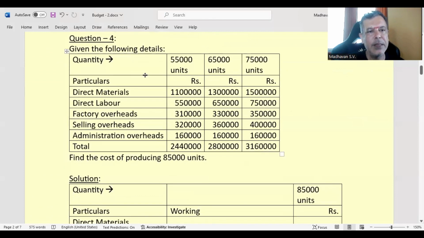Given the following details, these are the quantity output, what is being produced: 55,000 units, 65,000 units, 75,000 units. We have been given the particulars: direct materials, direct labor, factory overheads, selling overheads, administration overheads, and total. For each quantity produced, how much cost was incurred is given. One thing we may notice is that direct materials is directly a variable cost. Here it is 11 lakhs for 55,000 units.